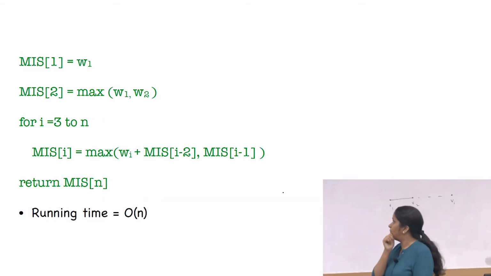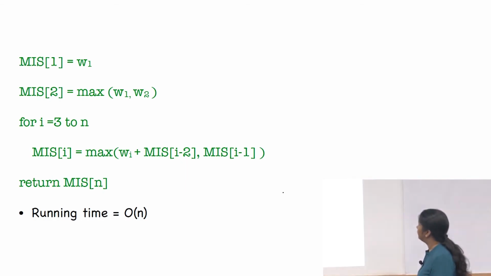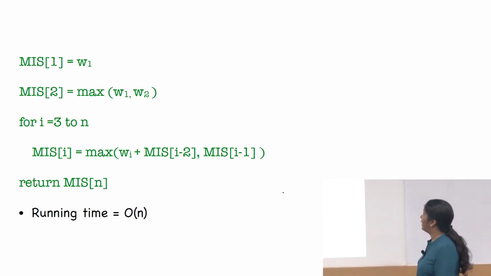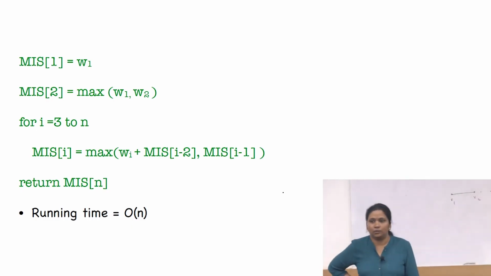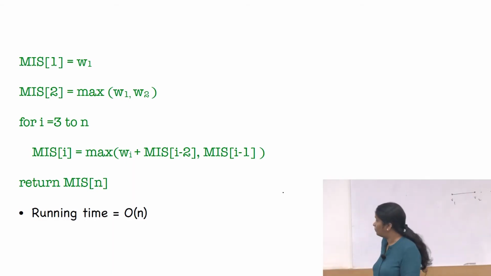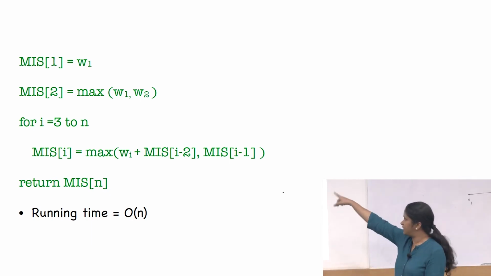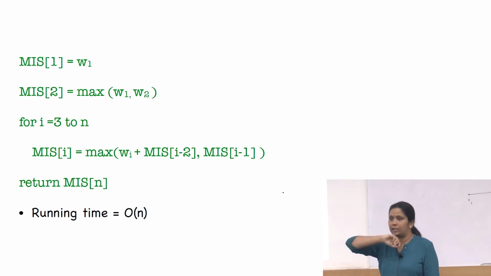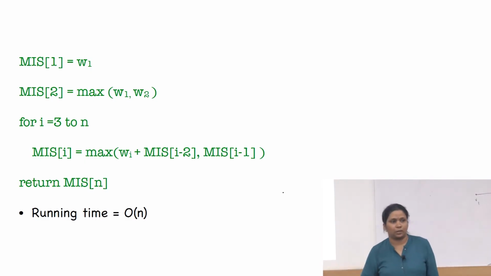Okay. So MIS of 1, W1, MIS of 2, and after that find MIS of i for values of i from 3 to n, and finally return the value of n. Okay. What will be the running time of this algorithm? It's the order of n, right? It's just one loop which iterates n times, and the statement inside the loop takes only constant time.